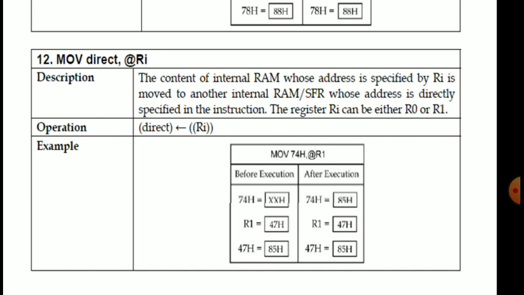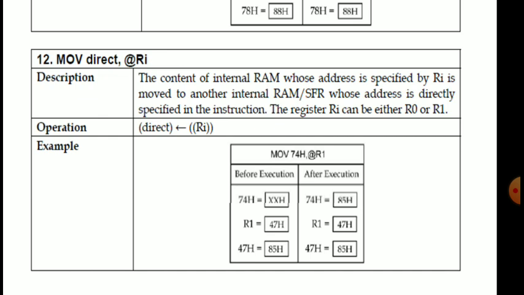That is the internal RAM address mentioned by this array; it will be the address of the required content, and this content will be copied onto the address mentioned in this instruction at the destination point. You see the example, MOV 74h, @R1.